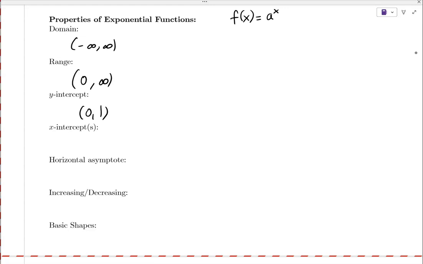What about x-intercepts? I was looking at the next line. X-intercepts. Did it ever cross the x-axis? No. So no x-intercepts.